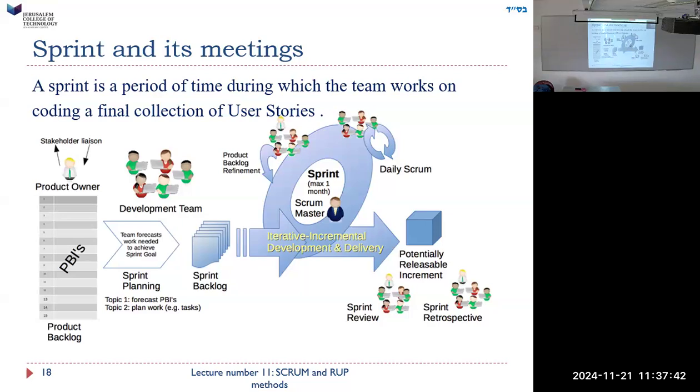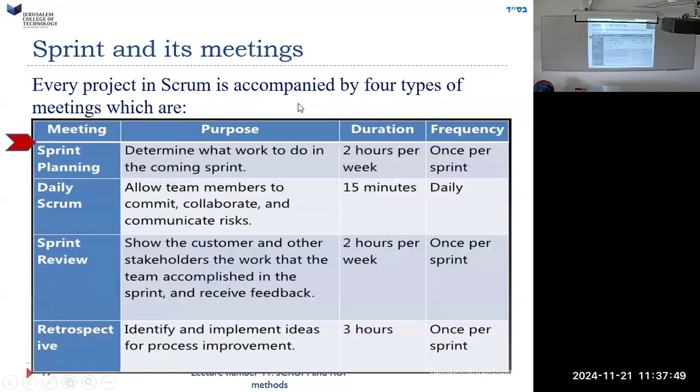I'm not sure what that means, because it might mean over many sprints. We look at several sprints at once. Sprint and its meetings. Every project in Scrum is accompanied by 4 types of meetings. I mean, not everybody does. The sprint planning meeting determines what work to do in the coming sprint.